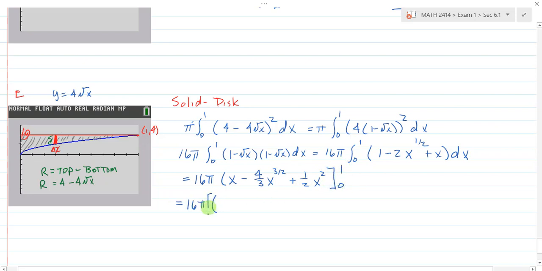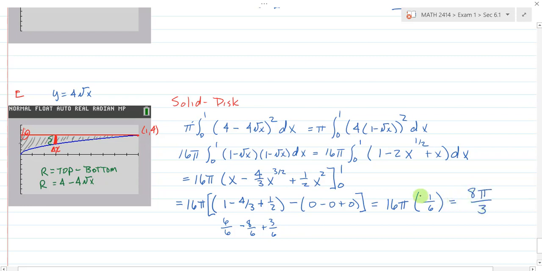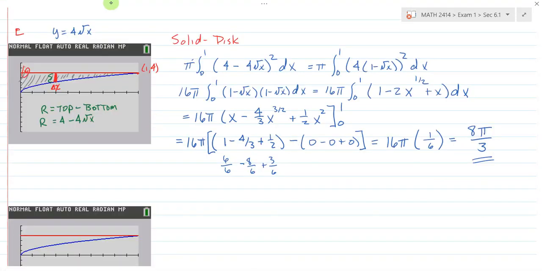1. So when you plug in your upper bound, that's going to give you 1 minus 4/3 times 1 raised to any power is 1, plus 1/2, minus, plug in the lower bound, and that's going to give you 0, 0, 0. And cleaning up the arithmetic, that's going to give us 16 pi times, common denominator is 6, so that would be 6/6 minus 8/6 plus 3/6. So that's 9/6 minus 8/6 is 1/6. And that's going to be, 2 goes into both of those, 8 pi over 3. Somebody double check my arithmetic, please. All right, so that's 8 pi over 3.